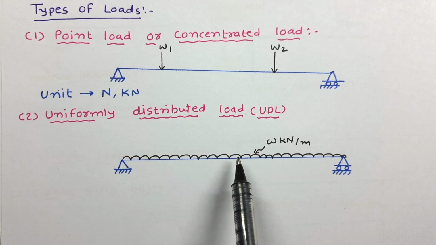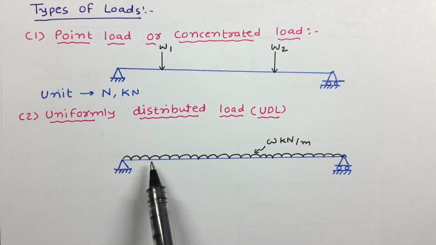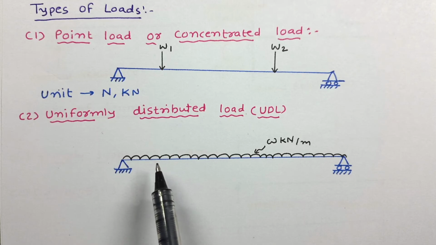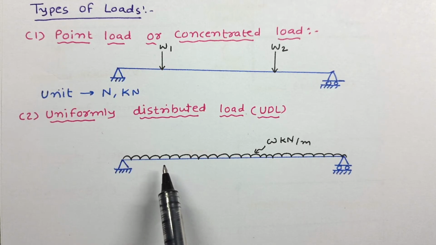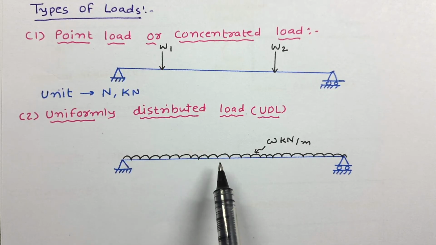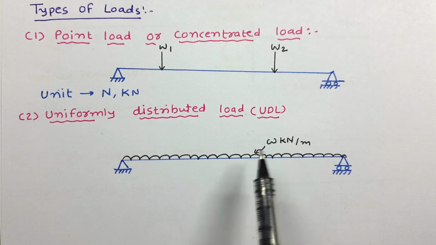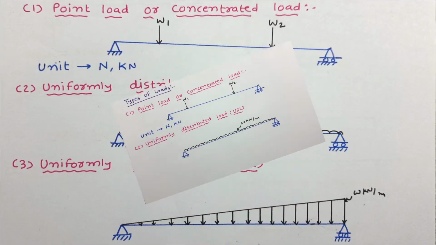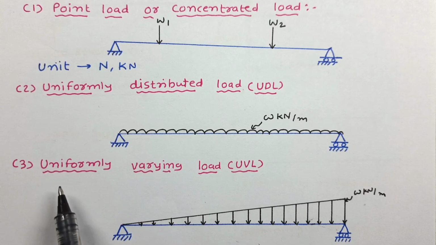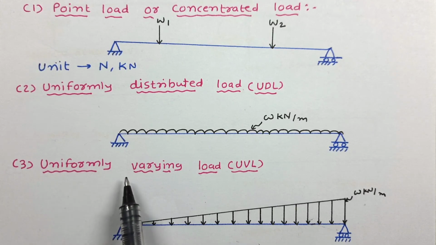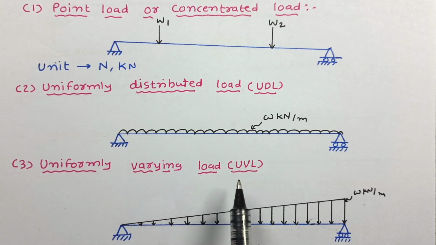For solving the problem, we need to convert this uniformly distributed load into a total load by multiplying the rate of loading with the length. So this is the third type of loading, that is uniformly varying load. It is also called UVL.